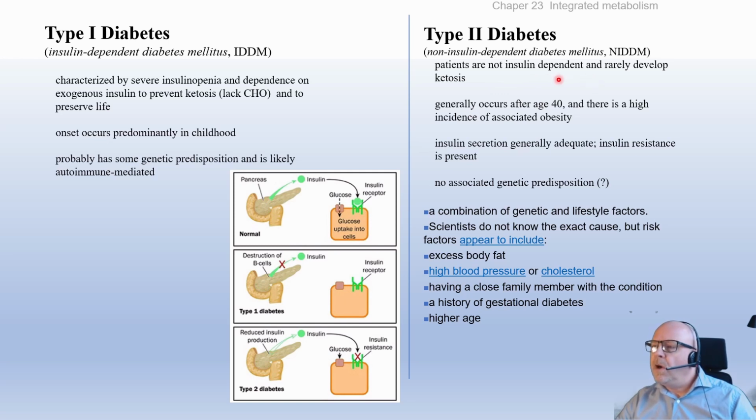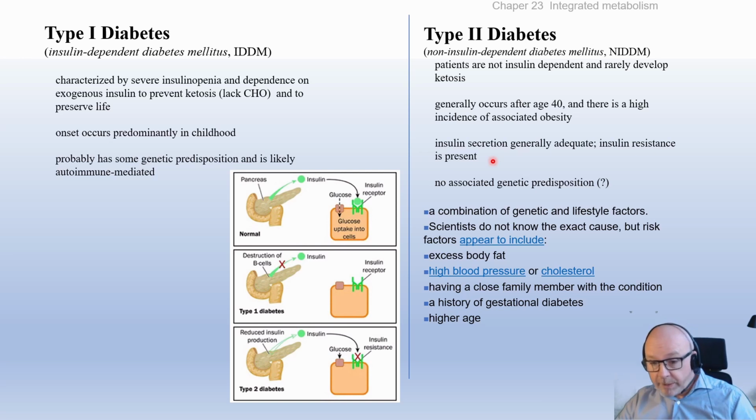Because they are not insulin dependent, they don't develop this ketosis, a lack of carbohydrates. It generally occurs after the age of 40, and there is a high correlation with obesity. So a high incidence of associated obesity. Insulin secretion is generally adequate, but insulin resistance is present. So the tissues stop responding to the normal amount of insulin.